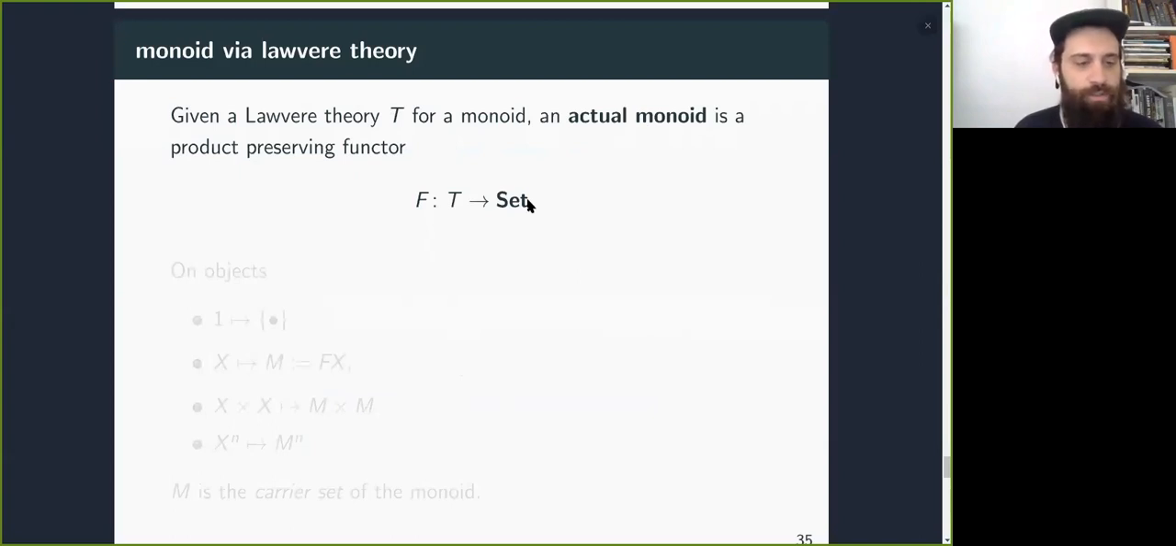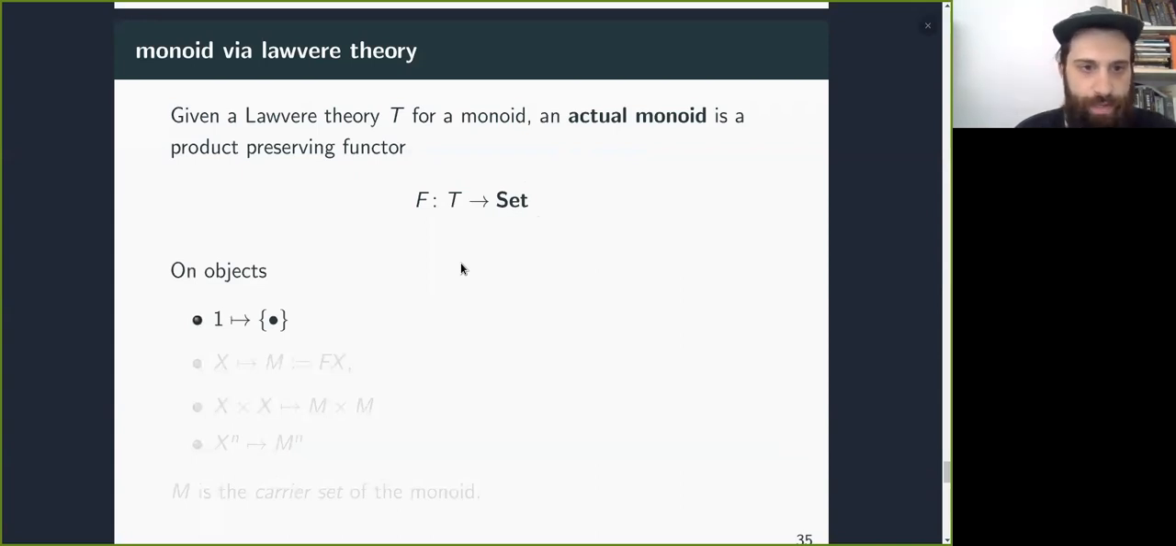So a lot of times when people are doing logic categorically, they'll say that that semantics functor, or that semantics bracket, is actually a functor from something into Set. So what that means is for every object in T, we're going to return a set. All right, so let's see what happens.